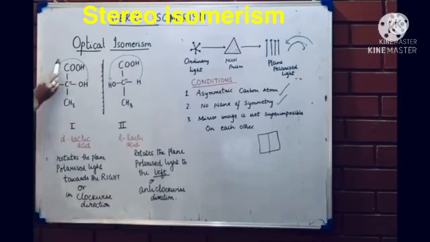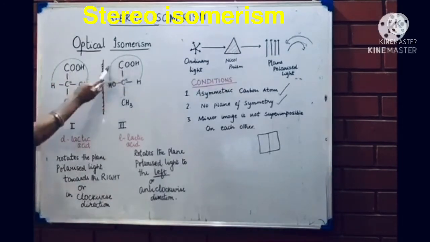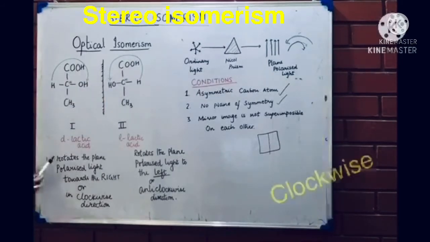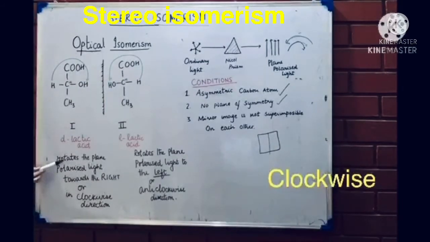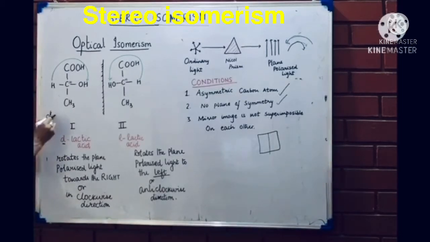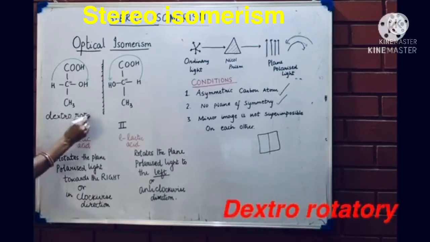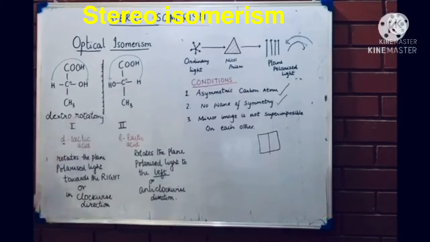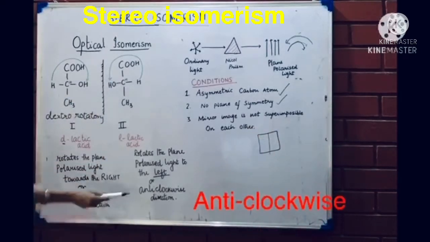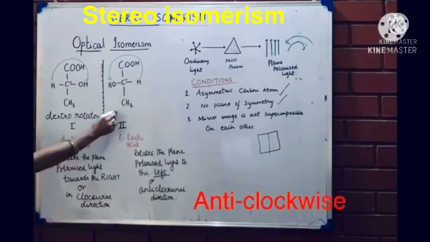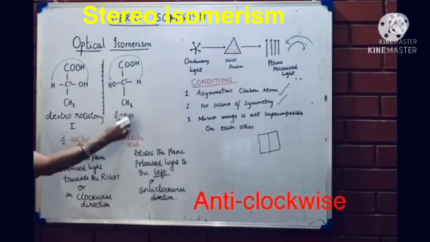So it is showing me clockwise direction. This is showing me anti-clockwise direction. So we will say compound 1 rotates the plane polarized light towards the right or clockwise direction. So it is called D-lactic acid. D-lactic acid actually means dextrorotatory. And similarly, the other one is moving it on the other side, on the left, which is called anti-clockwise direction, and is also called levorotatory.